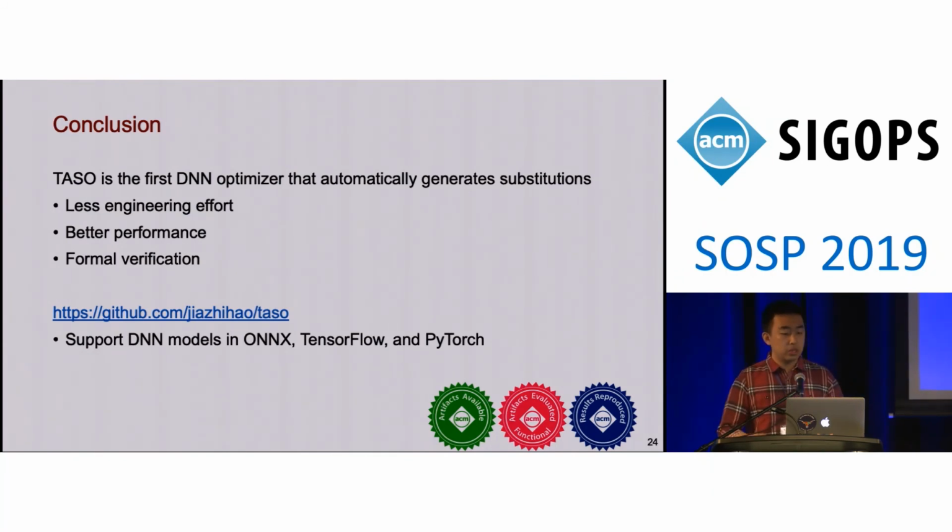So to conclude, I have presented TASO, which is the first deep learning optimizer that automatically generates substitutions. TASO requires significantly less engineering effort, achieves better performance, and also provides formal verification of the correctness of our graph substitutions. TASO has been fully open sourced. Currently, we support optimizing arbitrary DNN models in ONNX, TensorFlow, and PyTorch graph formats. And feel free to use TASO to optimize your deep learning model.